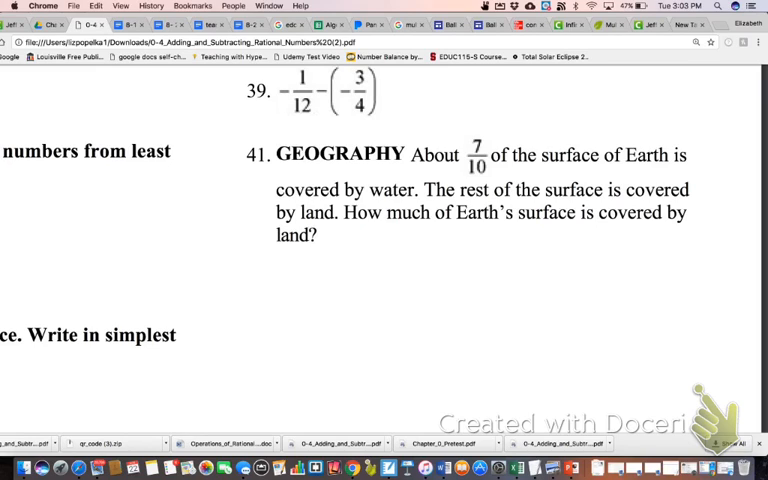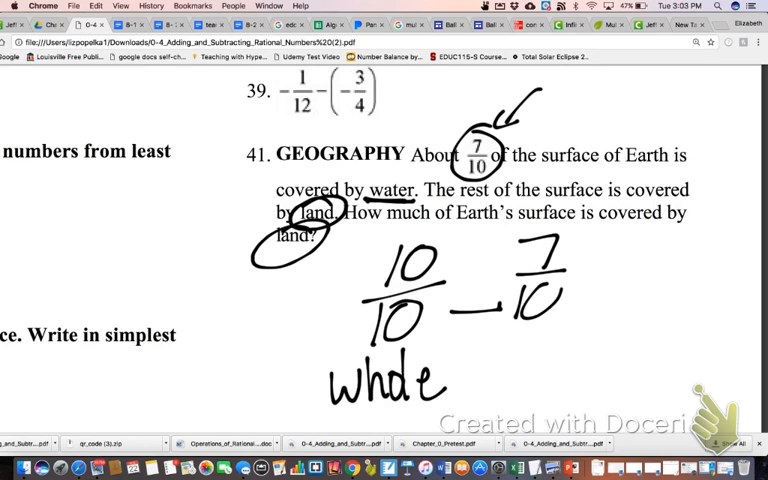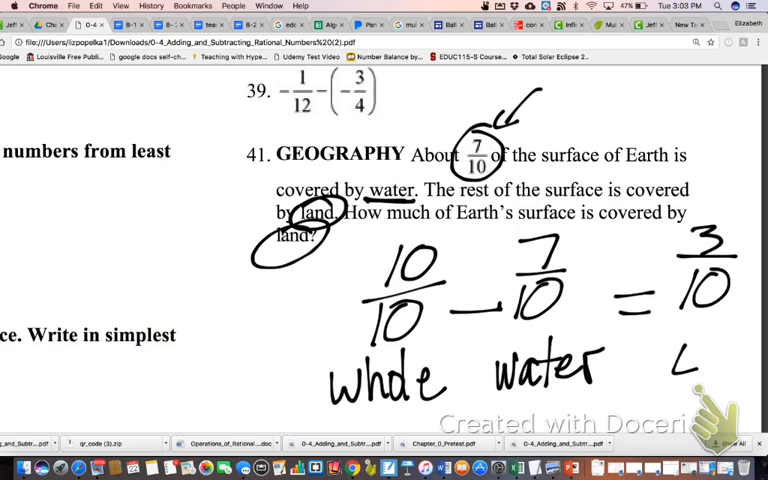Last but not least, we've got a word problem. So it says that 7/10 of the surface of the earth is covered by water, and then the rest of the surface is covered by land. So it asks, how much is covered by land? Well, if 7/10 of it is covered by water, then obviously a whole would be 10 over 10. That's the whole earth. So if you take the whole earth and you subtract the 7 out of 10 that is covered by water, that means that you're going to have 3/10 left over for land. So your final answer is 3 over 10.